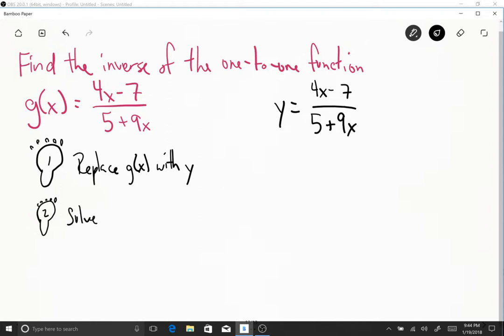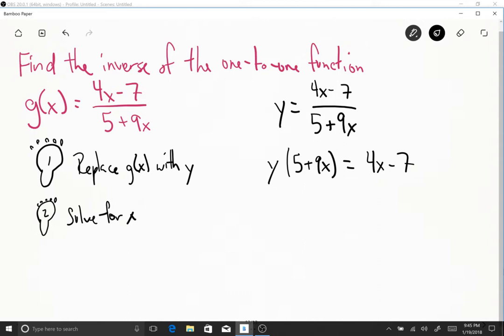Solve for x. As I said, it might not seem like it, but it is the hardest step usually. So how do we solve for x in this case? Well, what makes this problem hard to solve? Well, the fact that you have a fraction. So what we do is we get rid of it. We multiply both sides by what's in the denominator. So you get y times (5 plus 9x) equals 4x minus 7.